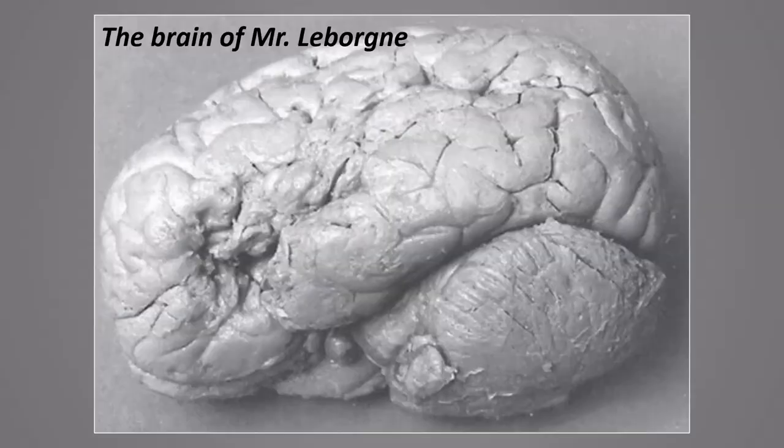And this is actually the brain of Monsieur Le Borgne, because Pierre-Paul Broca immediately realized that he was onto something. So he examined the brain macroscopically, but he did not cut it up because he wanted to preserve the brain in its entirety, because he believed that this brain might become very important for the history of medicine. And well, it actually did become important.